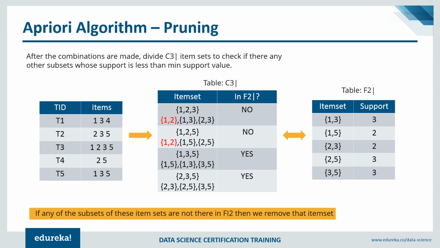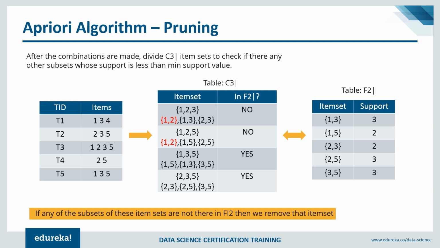Now what's pruning? After all the combinations are made, we divide the table C3 items to check if there are another subset whose support is less than the minimum support value. This is the Apriori algorithm. In the item sets 1, 2, 3, we can see that we have 1, 2, and in the 1, 2, 5 again we have 1, 2. So we'll discard both of these item sets and we'll be left with 135 and 235.